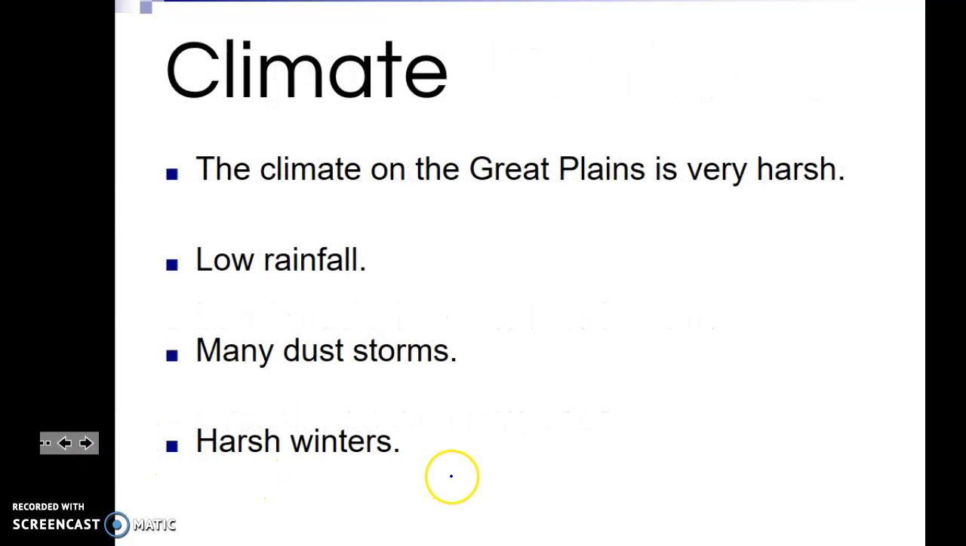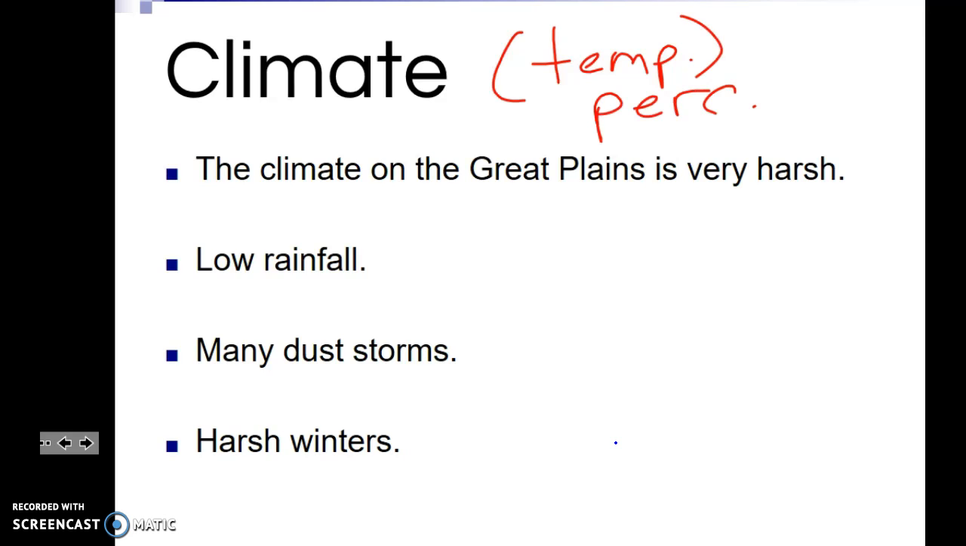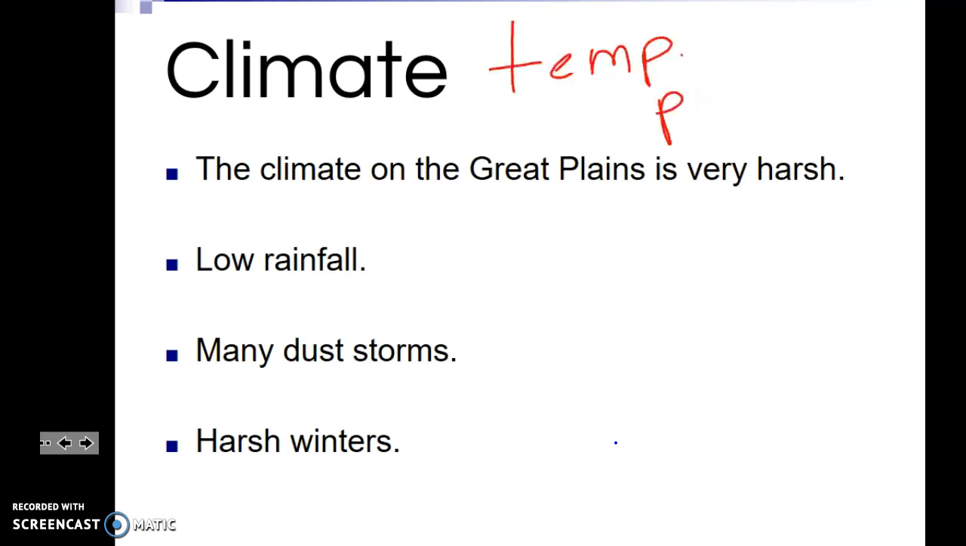Next is the climate. And the climate is basically the temperature and precipitation. I'm just going to abbreviate some words. So I'm just going to put temp and I'm just going to abbreviate those words. Temperature and precipitation. How hot it is, how cold it is. Does it snow? Does it rain? Is it cloudy? You name it.